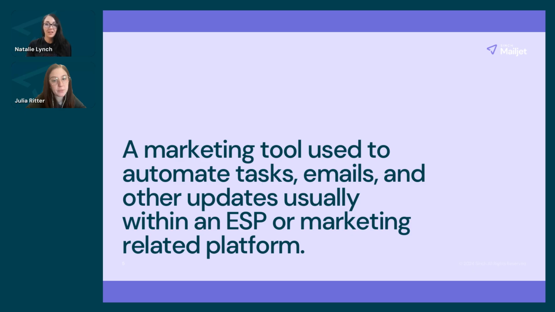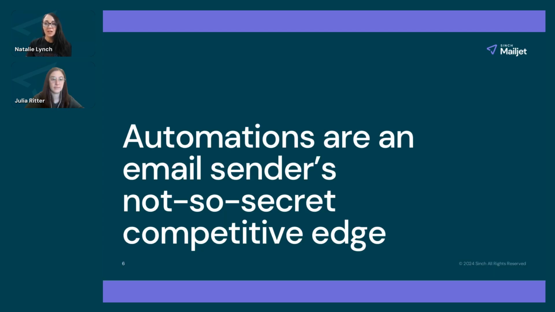So anyone out there wondering what an automation is, you've come to the right place. Email marketing automations are a tool used to automate tasks, emails, and other updates within an ESP typically, or a marketing related platform. So you can automate different aspects that you would normally be manually doing, which helps free you up for, I don't know, analyzing more segmentation, more personalization, and overall improvement. They're just a great tool to automate some of those tasks, make your customers engaged, nurture them, and ensure that you're not missing out on any right moment.